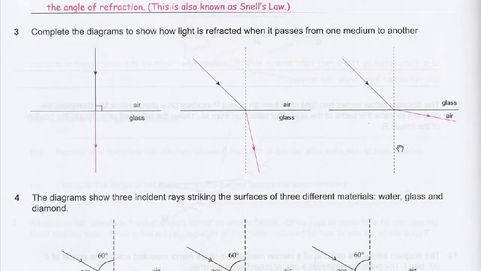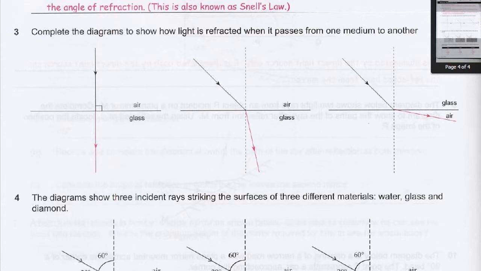Next, the scenario is from glass to air. The glass over here is optically denser, and over here is less dense. So the light ray will bend away from the normal. Light ray bending away from the normal. So for question 3, this is something that you have to know.